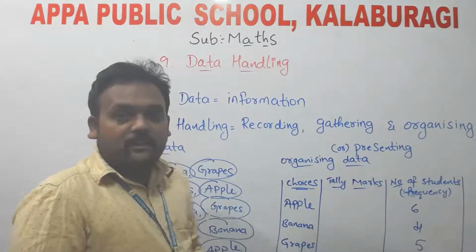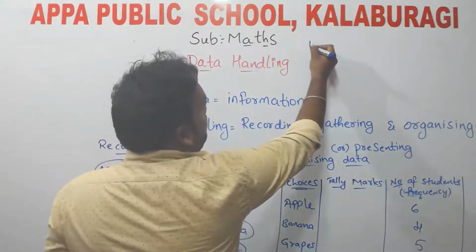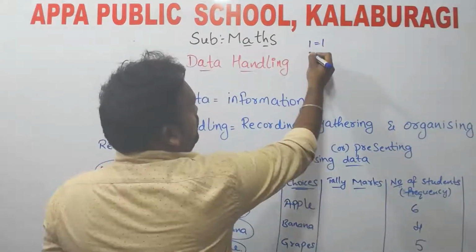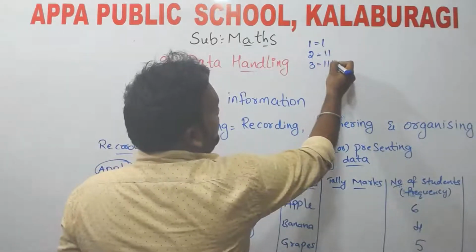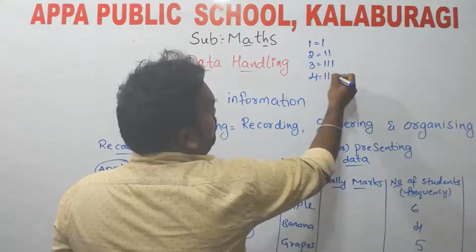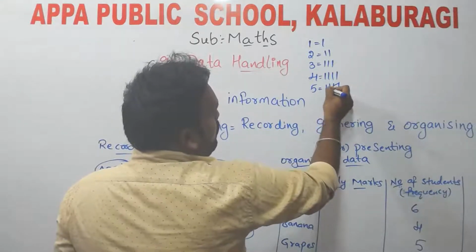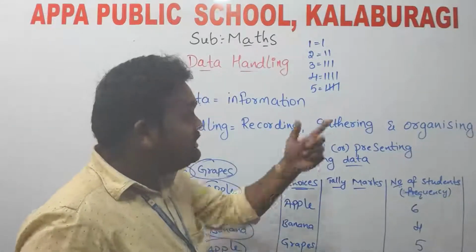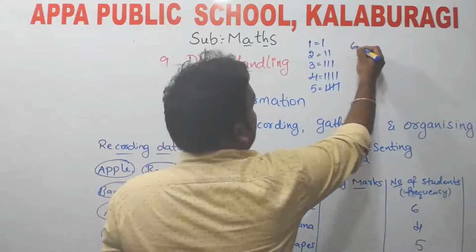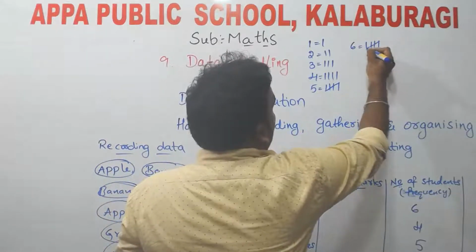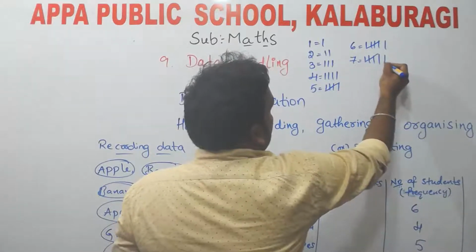Now let us see how to use the tally marks. For 1 we write 1 line, for 2 we write 2 lines, for 3 we write 3 lines, for 4 we write 4 lines, and for 5 we write 4 lines with a cross line. Similarly for 6 and for 7, we continue the marks.